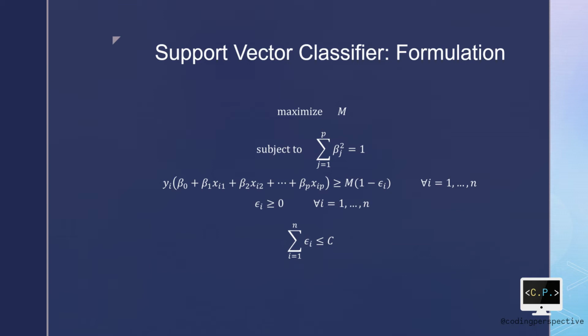Remember that epsilon is the error measure and it is positive when the classifier classifies incorrectly. C is the non-negative parameter of the method. It can be seen as the budget for making incorrect predictions. As seen in the formulation, if we have C equal to 0, the method becomes the maximal margin classifier.